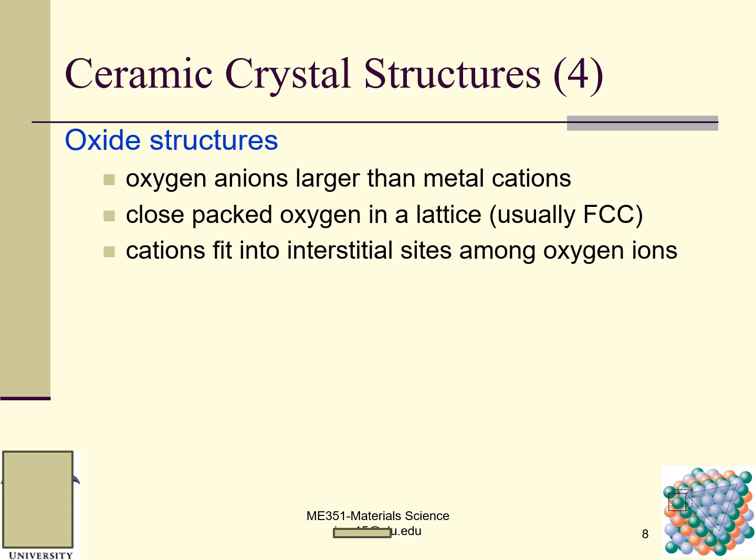So then we talk about the oxide structure. Oxide means oxygen is one of the elements involved. In oxide structures, oxygen ions are larger than the metal cations. The oxygen is close-packed in a lattice, usually FCC. FCC means face-centered cubic crystal structure. And cations fit into interstitial sites among the oxygen ions.